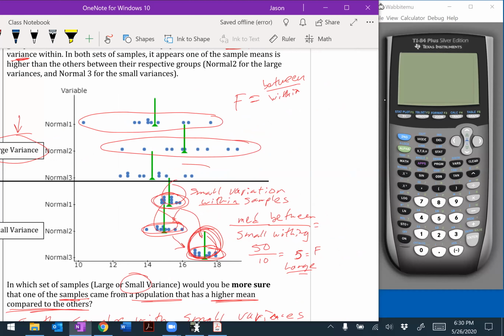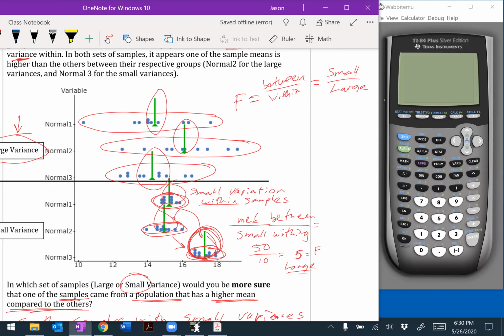How is the variation within? Well, there's a lot of variation within the groups. I'm going to start with the lower one first. There's large variation within the group. What about variation between the groups? Well, not a lot of variation between the groups. The means are fairly close together, so I would say that this is small variation really between the groups. Not a lot of differences in how the three groups behave.